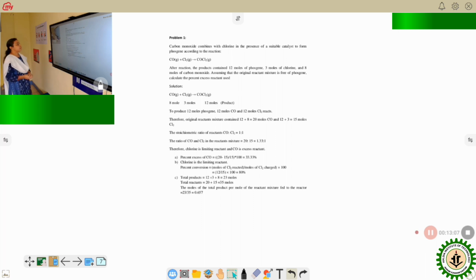Now you have to calculate the percent excess reactant used. Carbon monoxide is the excess reactant, so percent excess of carbon monoxide is calculated as excess amount, that is 20 minus 15, divided by the theoretically required amount, that is 15, times 100. That comes to 33.33%.